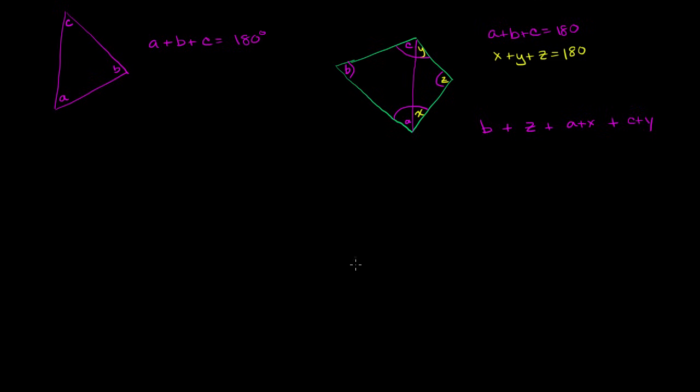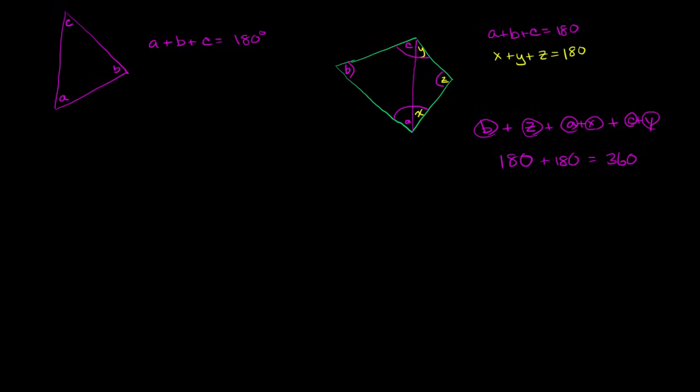And we already know A plus B plus C is 180 degrees. And we know that Z plus X plus Y is equal to 180 degrees. So 180 plus 180 degrees is equal to 360 degrees. So I think you see the general idea here. We just have to figure out how many triangles we can divide something into, and then we just multiply by 180 degrees, since each of those triangles will have 180 degrees.